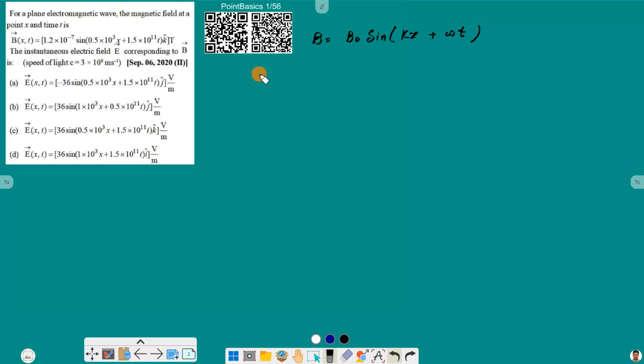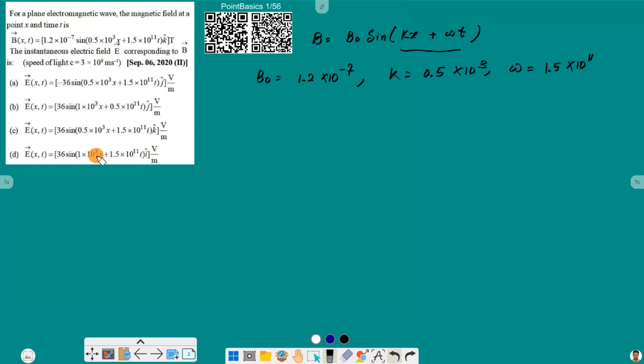So comparing, we will get B node is equal to 1.2 into 10 raised to power minus 7, and k is equal to 0.5 into 10 raised to power 3, and omega is equal to 1.5 into 10 raised to power 11. So this inside expression should be the same for the electric field also. And if we see here, in all of these the inside expression is the same.